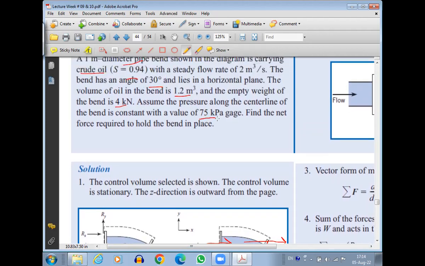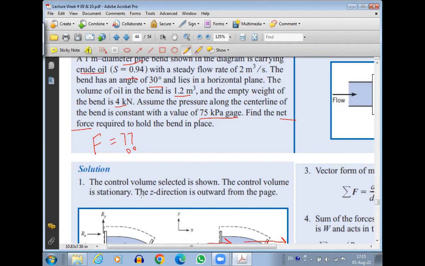With a value of 75 kilopascal gauge. So the gauge pressure is provided, which is 75 kilopascal. Find the net force required to hold the bend in place. We need to find how much is the net force F required to hold the bend in place.